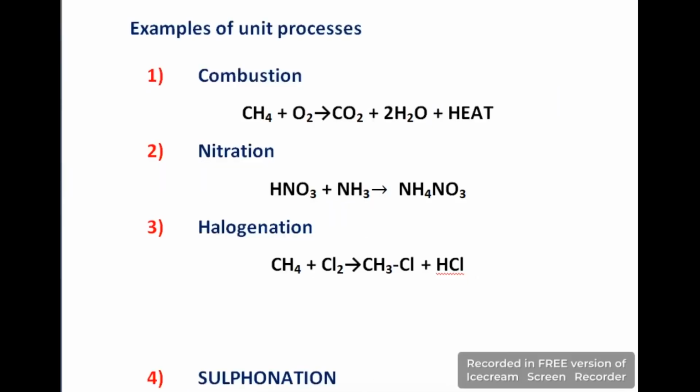Examples of unit process. The first example is the combustion process. Here you can see the reaction between methane and oxygen, and after that we get heat and also water vapors. The second is nitration, and we get ammonium nitrate. The third one is the halogenation process, in which we get CH3Cl and HCl.